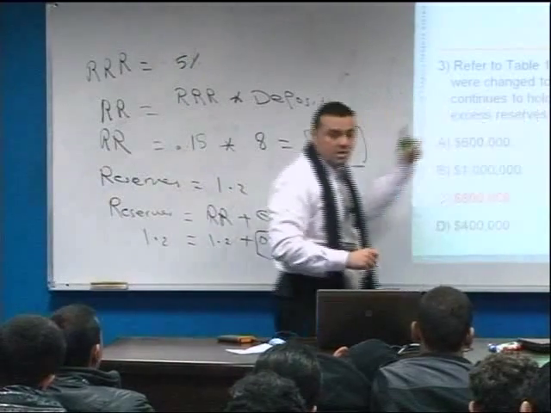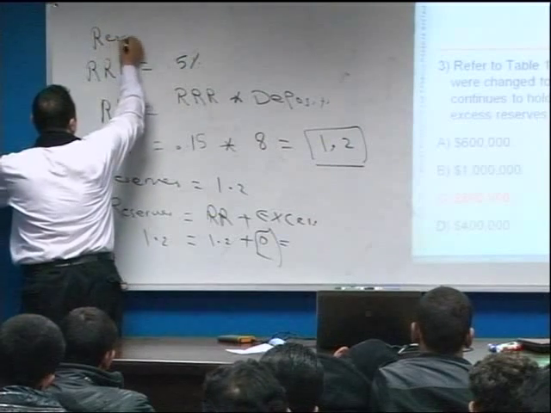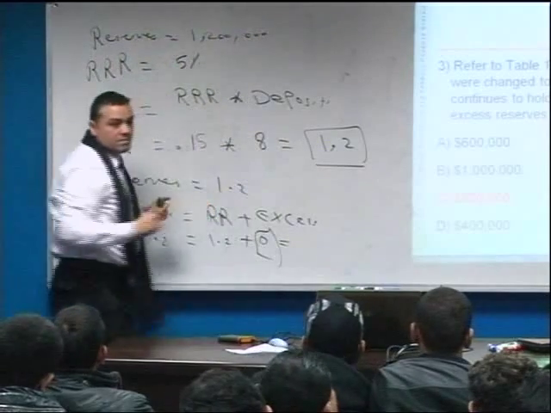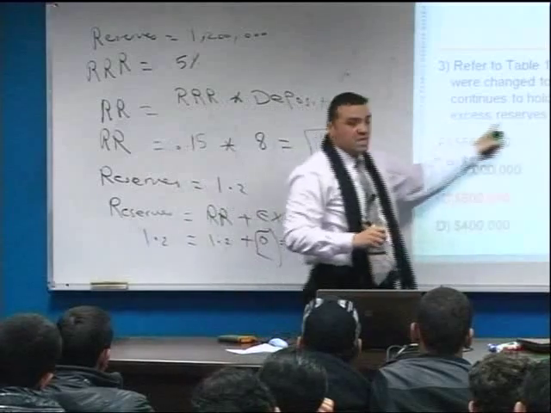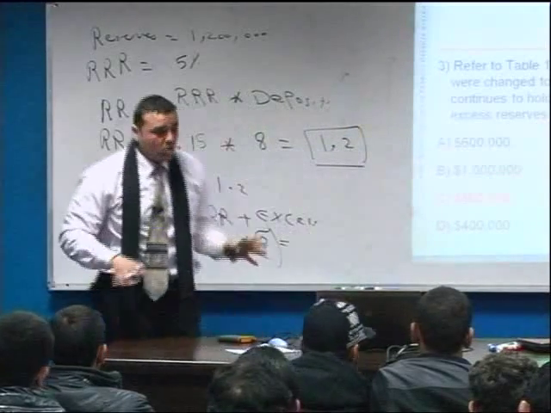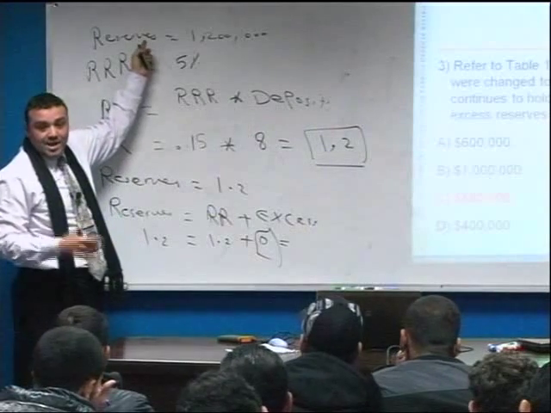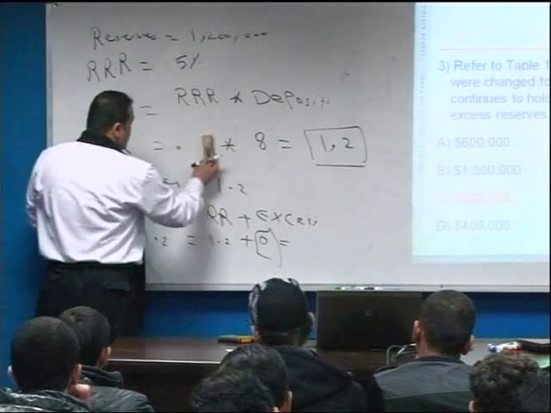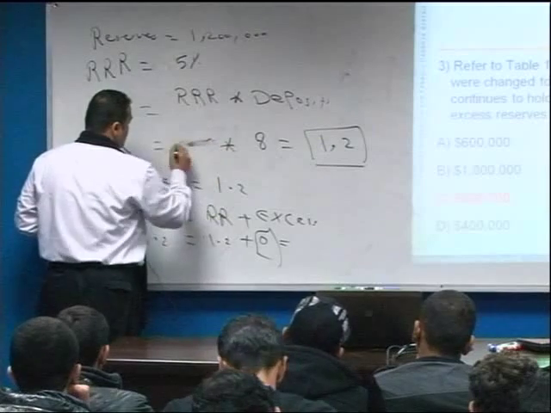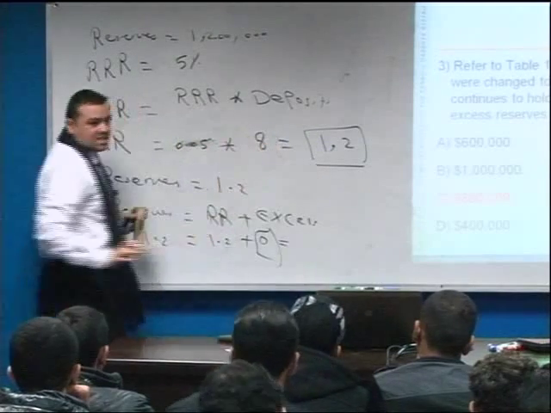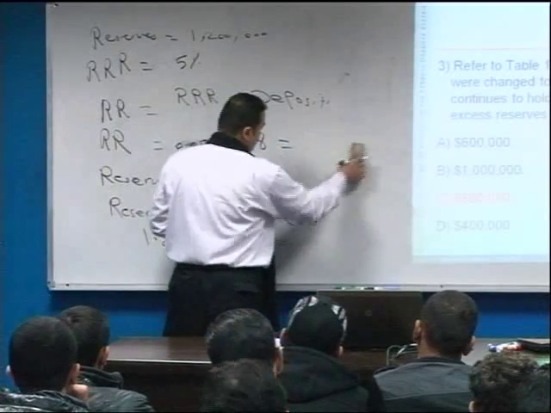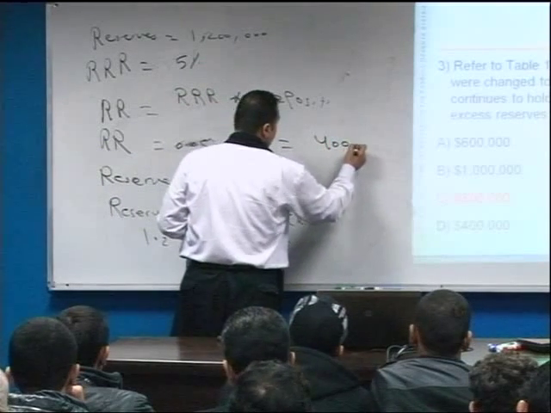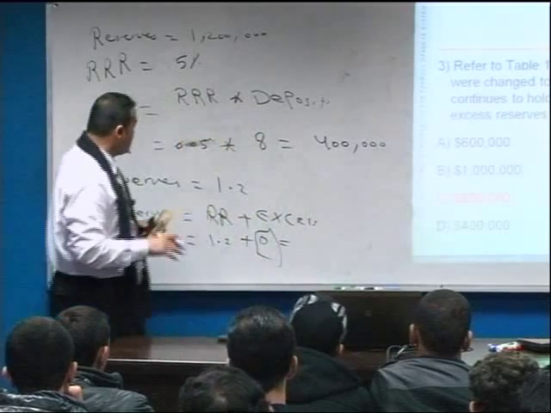It holds how much in reserves? 1.2 million, that is 1,200,000. The question is, excess reserve equals how much? So we have to calculate the required reserve and then the excess reserve. The required reserve equals 5% times deposits, the same. How much is the required reserve now? 400,000. Are you sure? Yes. Okay.